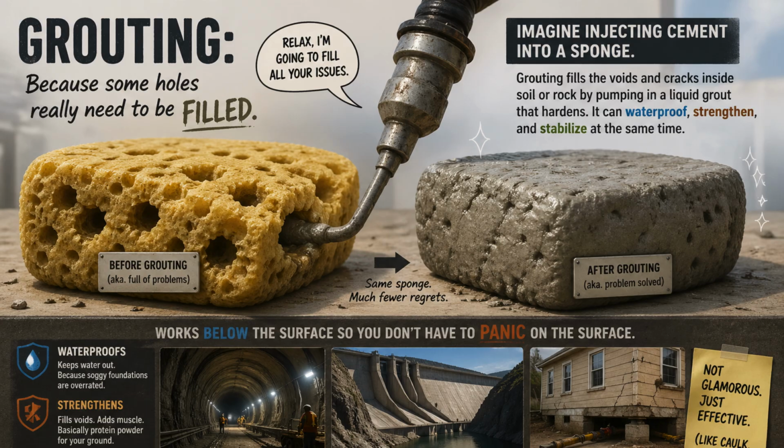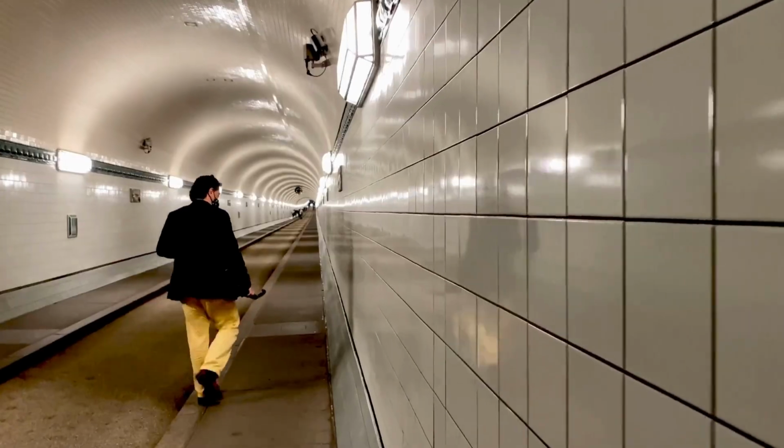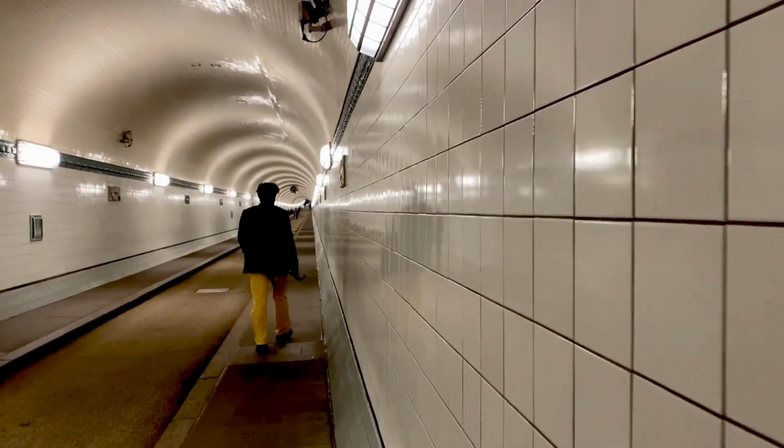The fifth technique of ground improvement is called grouting. Imagine injecting cement into a sponge. Grouting fills the voids and cracks inside soil or rock by pumping in a liquid grout that hardens. It can waterproof, strengthen, and stabilize at the same time. It's often used in tunneling, dam foundations, and under existing structures that are settling.